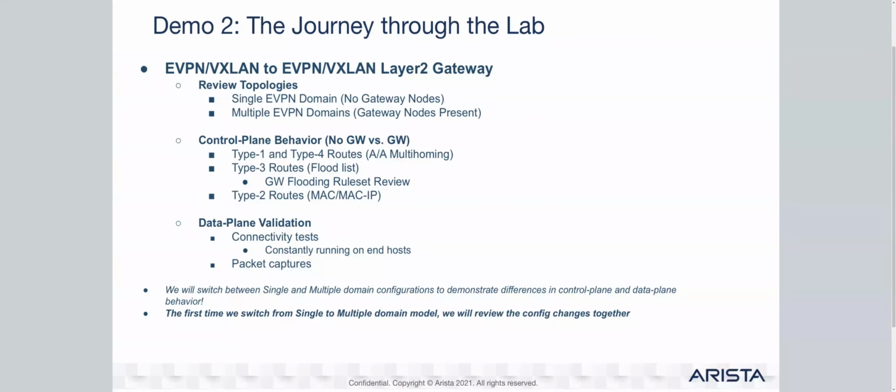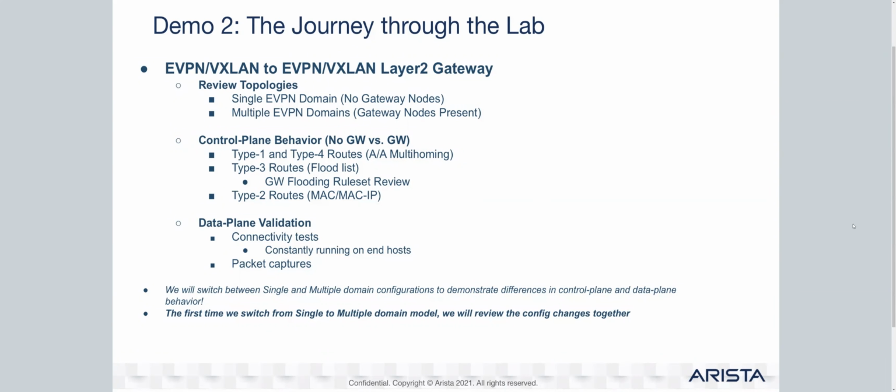Now, the first time we make the pivot from that single domain to multiple domains, we will review the configuration changes that were needed to enable the EVPN gateway functionality on the border leaves together. So we'll pause and take a look and say, okay, before we keep going, what configuration changes were actually needed? We won't review that configuration anymore when we pivot in the future because they're going to be exactly the same.